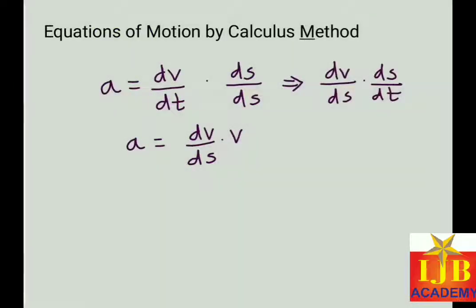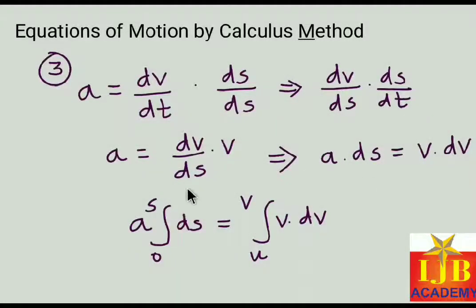For getting the third equation of motion, I am using the equation a is equal to dv by dt. I can multiply and divide by a common quantity, so here I am going to multiply and divide by ds and rewrite it as dv by ds into ds by dt. You know very well what ds by dt is. Rate of change of position is nothing but velocity. So I can write velocity here, and the equation becomes a is equal to dv by ds into v.